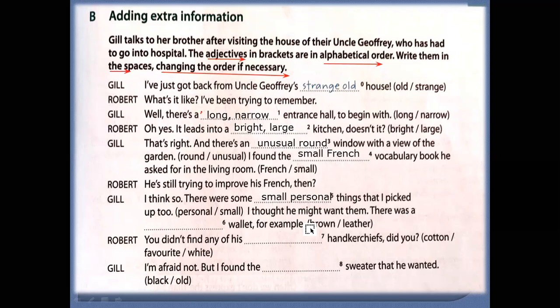There was a brown leather wallet, or given to Muhammad. There was color and material: brown leather or leather brown? Brown leather. Sophie, brown leather. Okay. Next, cotton and hair.